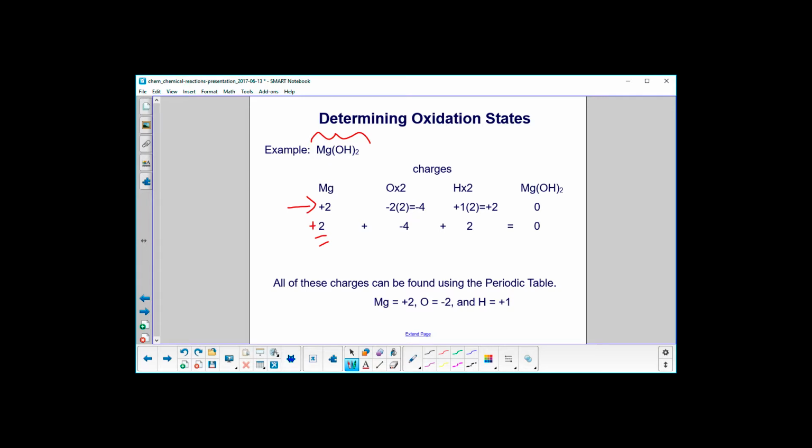Oxygen has a charge of -2, a valence, so an oxidation number of -2. There are 2 of them. See the 2 over there outside the parentheses? It means you have 2 oxygens. -2 times 2 is -4.